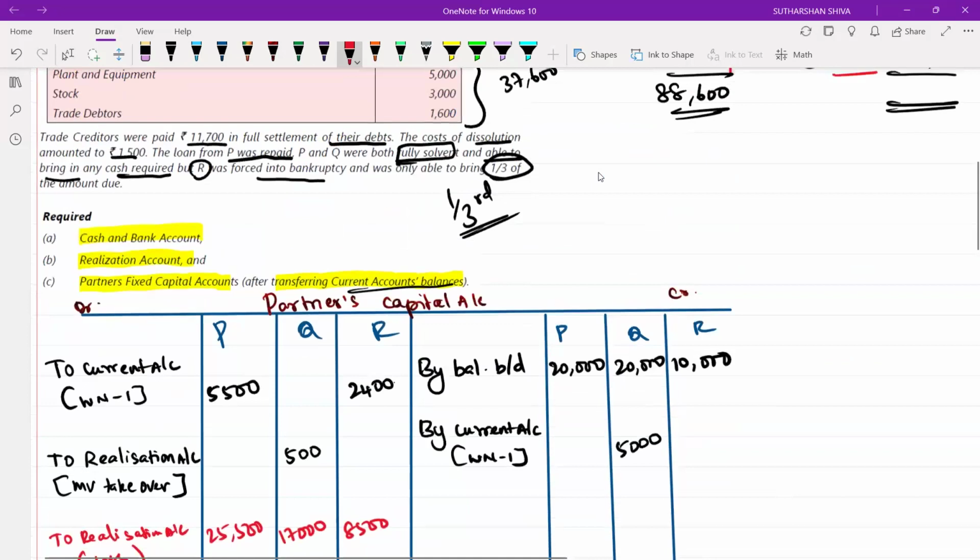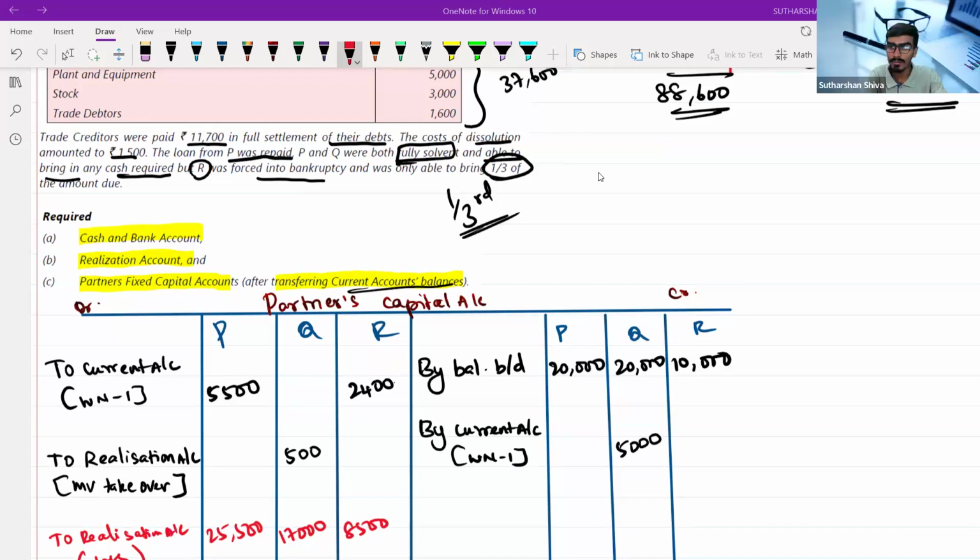Now the point will come. This realization loss should be borne by whom? P and Q. I have already clearly mentioned that the realization loss should be bifurcated on the basis of the solvent partners. In simple terms, it is the solvent partners. In this question, who are the solvent partners? P and Q. So it should be bifurcated on the basis of P and Q. They need to bring cash.